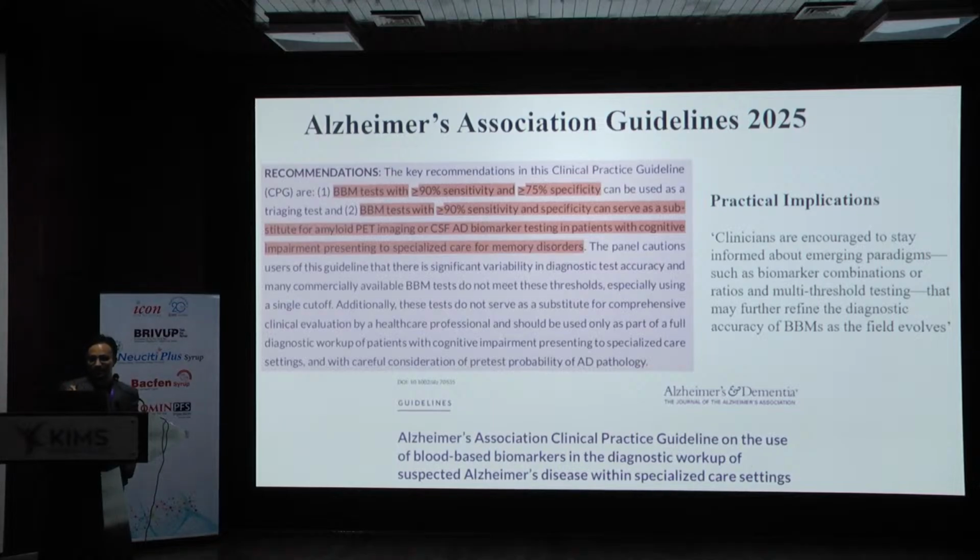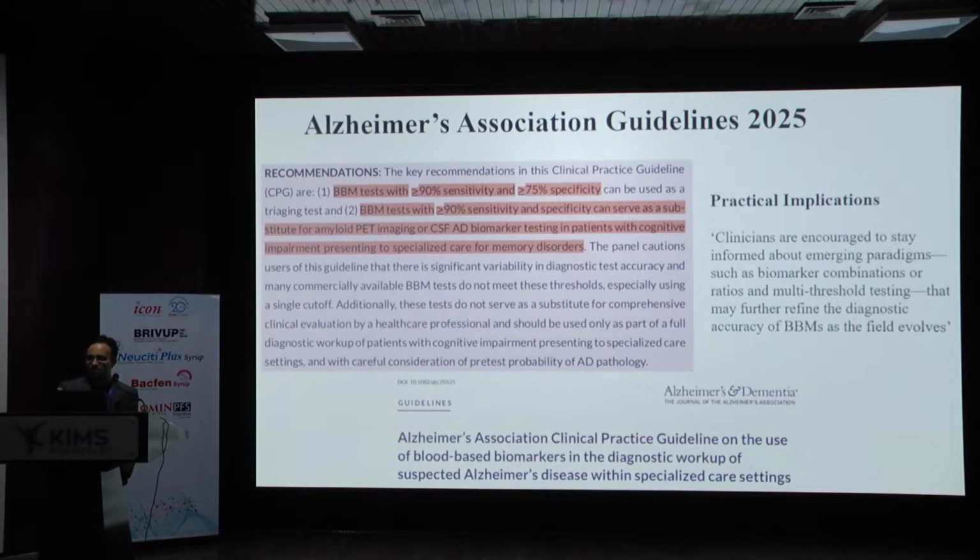But again, the panel cautions users of this guideline that there's significant variability in diagnostic test accuracy, and many commercially available blood biomarker tests do not meet the thresholds, especially using a single cutoff. That's why there's a two-approach cutoff, right? Additionally, these tests do not serve as a substitute for comprehensive clinical examination by a healthcare professional, and they should only be used as a part of a full diagnostic workup of cognitive impairment presenting to a specialized memory clinic, with careful consideration of pre-test probability of AD pathology.